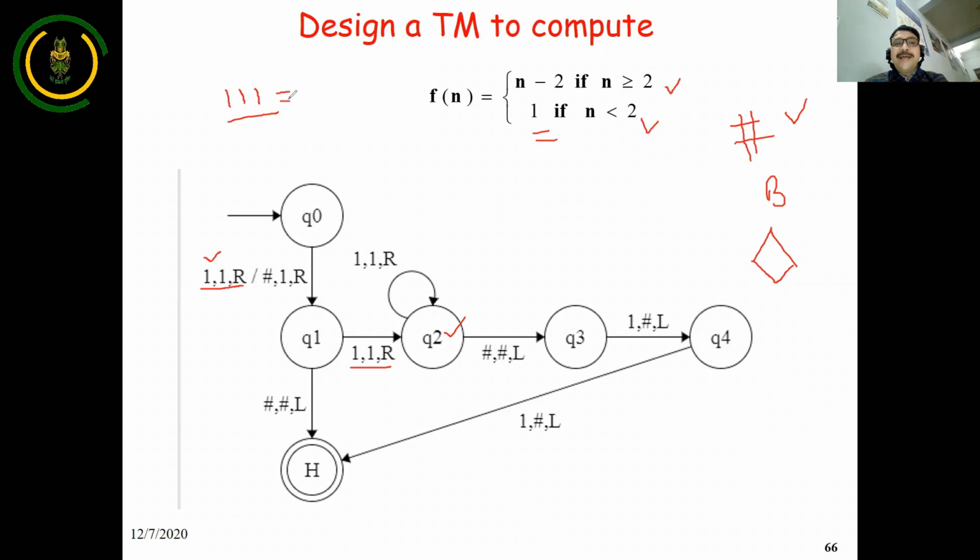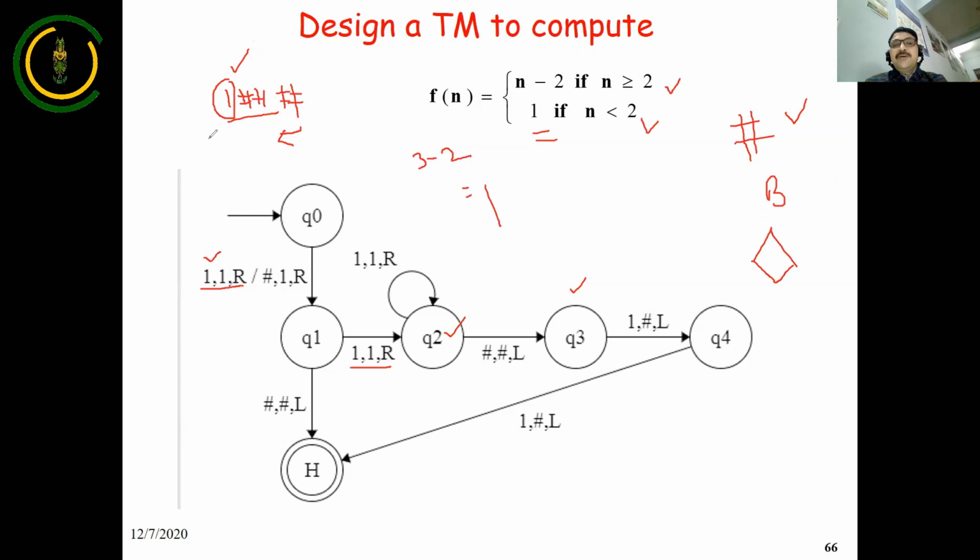As soon as you find the blank sign, after reading this blank, keep the blank and move towards the left side, and the next state is Q3. So you reach Q3. Then you find a 1, so convert it into blank and move left to state Q4. After that, this 1 is converted into the hash sign and you move left. After that, you reach the halting state. So the input number is 3, and you find the value 3 minus 2, that should be 1. So here you will find the right answer. This is the case if the value of n is greater than or equal to 2.